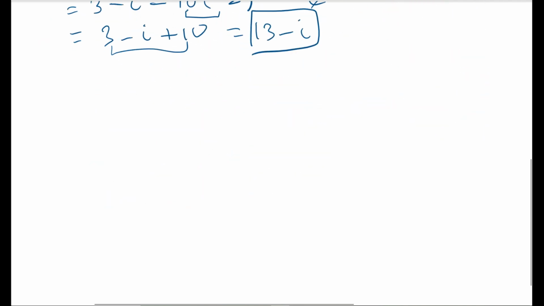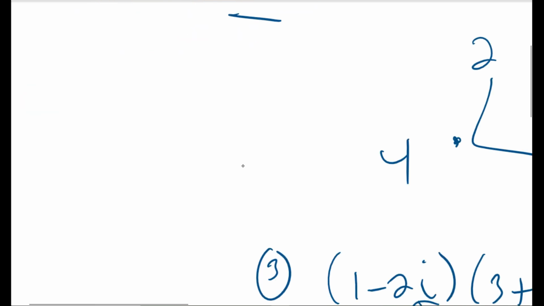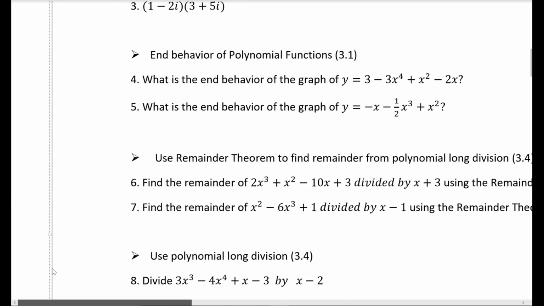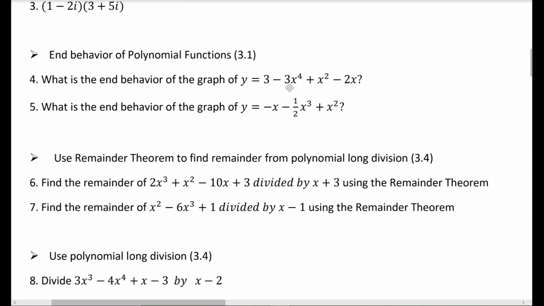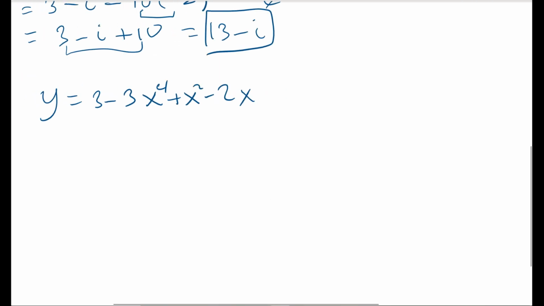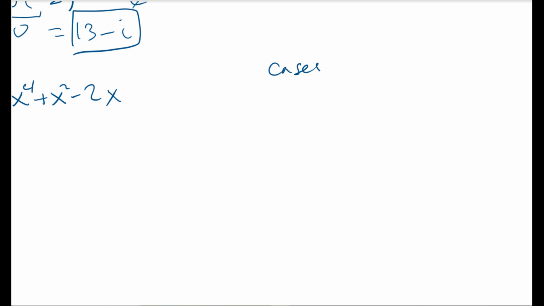So moving on to number 4. All right, so what is the end behavior of the graph of y equals 3 minus 3x to the fourth plus x squared minus 2x? So we're focusing just on the end behavior. So let's write out the function. So if you want to do end behavior, well, you gotta look at the four cases, right? So we have the cases for end behavior.